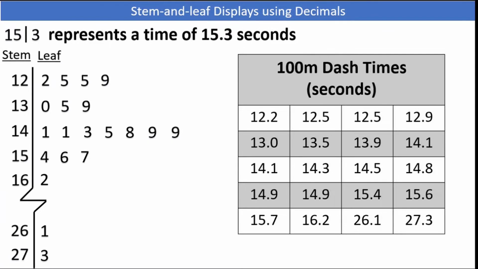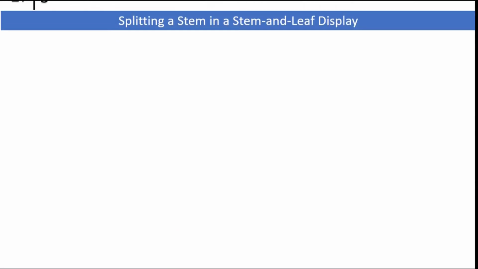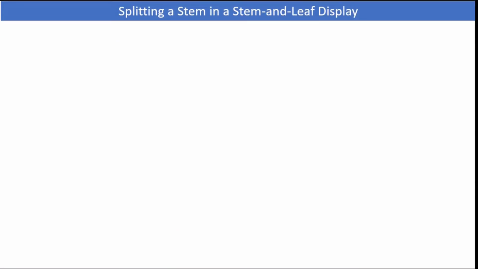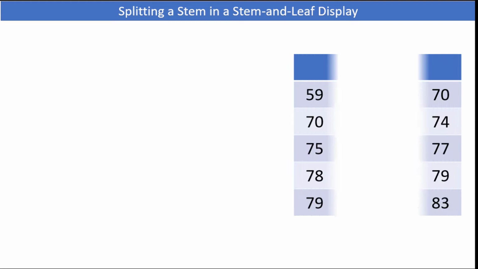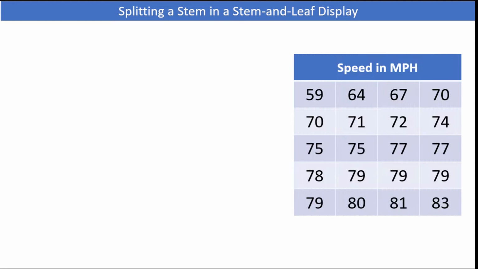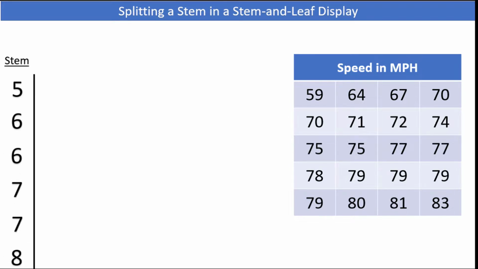Another issue you can come across is a dataset that has a very large number of observations for a particular stem. In that case, it might be beneficial to split the stems so that they each cover 2 rows. For example, here are 20 speeds in miles per hour recorded by a police officer on a freeway that has a 70-mile-an-hour speed limit. There are so many speeds in the 70s that the leaves for the 70s stem would be off the page if we created a traditional stem and leaf plot. The solution is to split the stems.